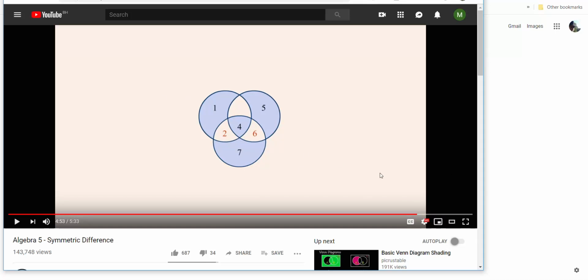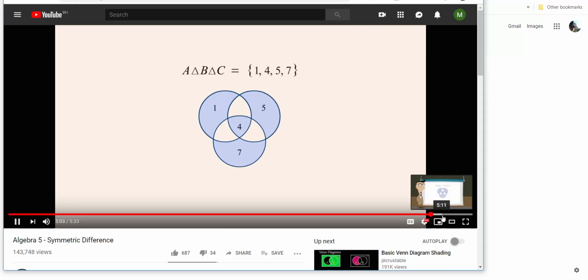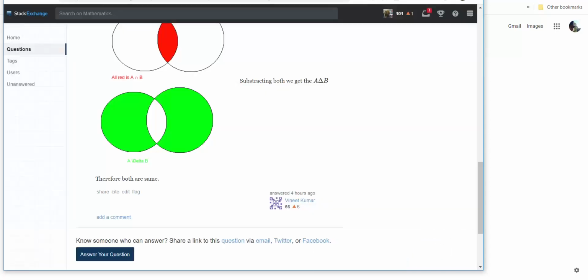We're excluding 2 and 6, therefore it contains everything except 2 and 6. And that's the answer. The symmetric difference of sets A, B, and C consists of 1, 4, 5, and 7. And that's basically the deal with this. So it was very straightforward, and now understanding it makes perfect sense.